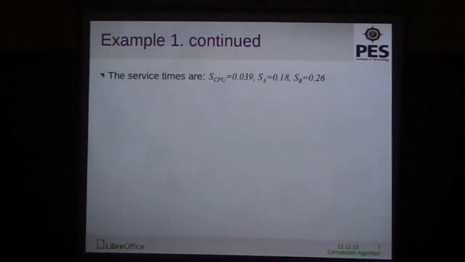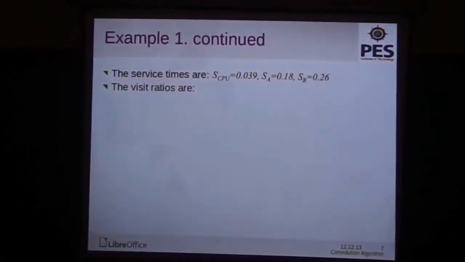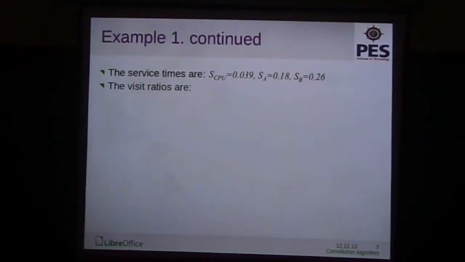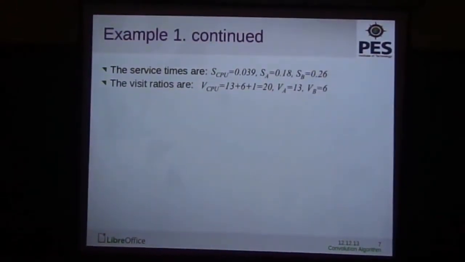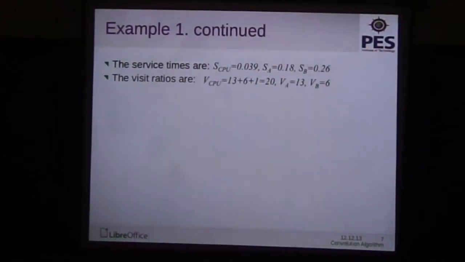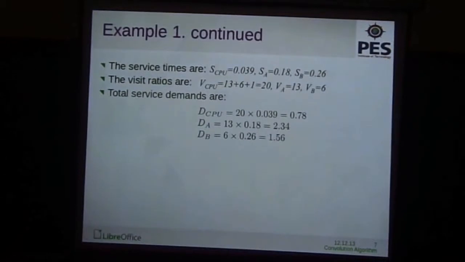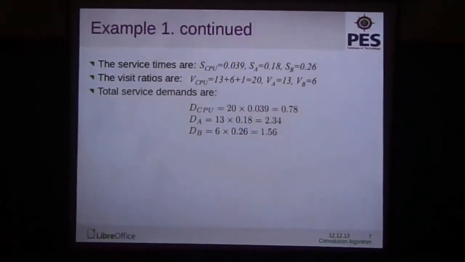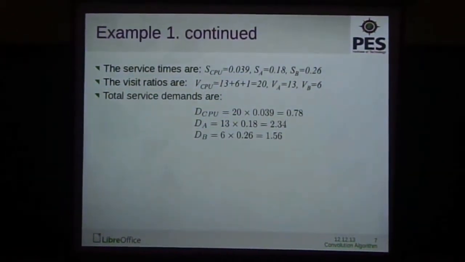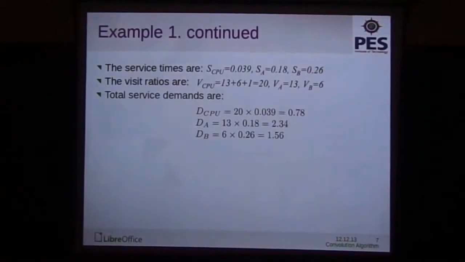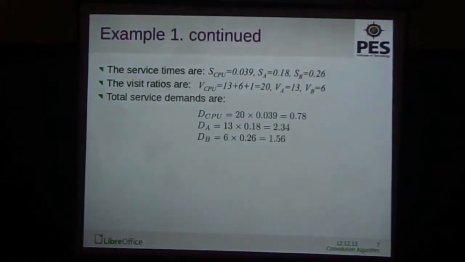So, the service times are S of CPU equals 0.039, SA equals 0.18, SB equals 0.26. And the visit ratio will be V of CPU equals 13 plus 6 plus 1 equals 20, where VA equals 13 and VB equals 6. Total service demands are, D CPU will be V CPU into S CPU, that comes to 0.78. DA will be VA into SA, which is 2.34, and DB will be VB into SB, equals 1.56.